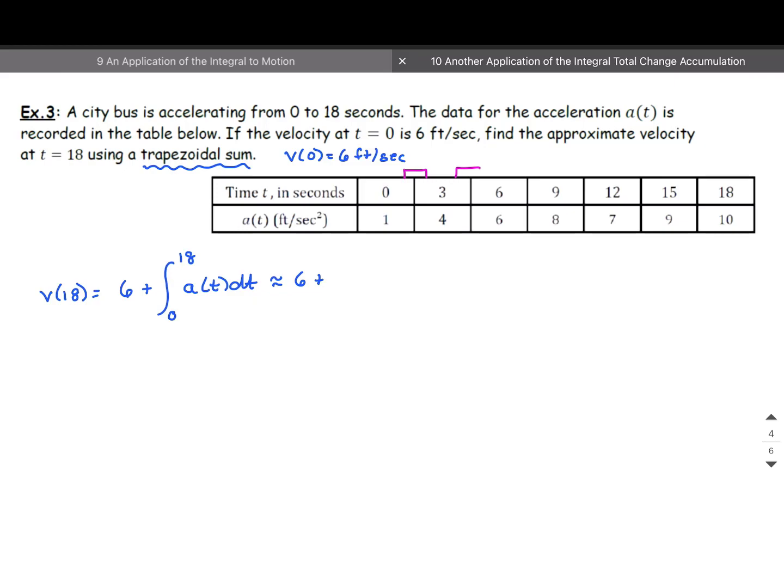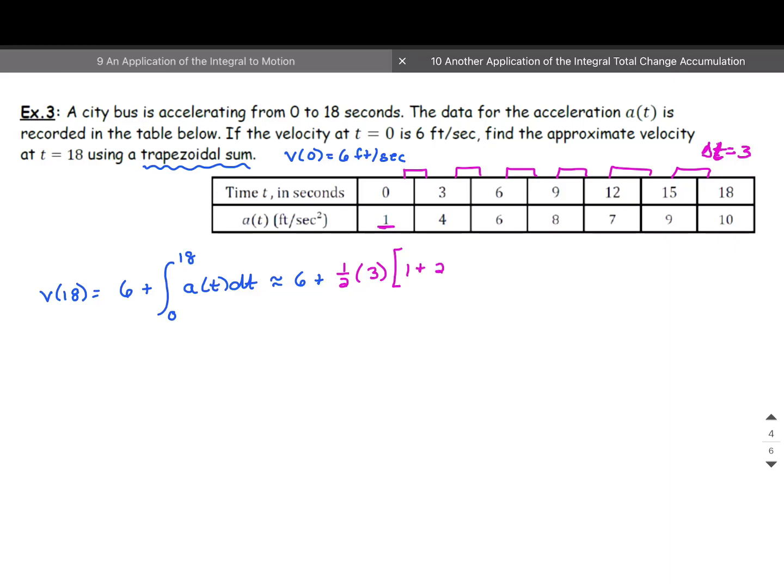That's changing 3, 3, 3, 3, 3, 3. Awesome. Delta t is 3 for each change. So that means we can use the rule 1/2 times our delta t, which is 3, times, now we can use our first function height, which is 1. Do not write f of 0. If you're going to write it in function notation, it has to be a of 0.